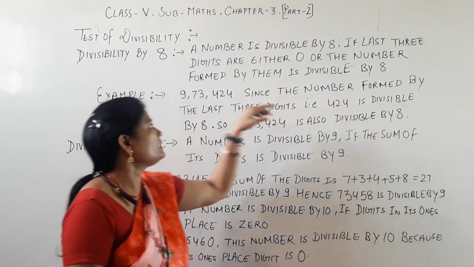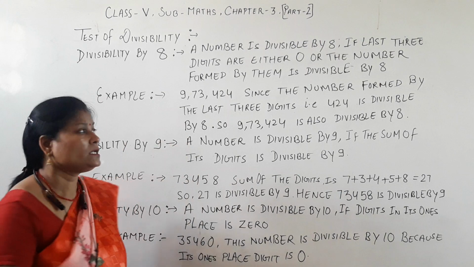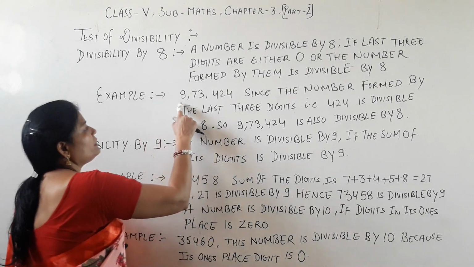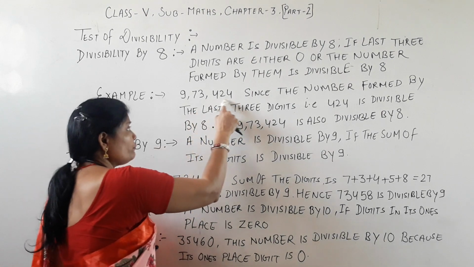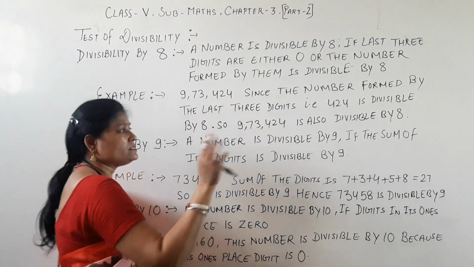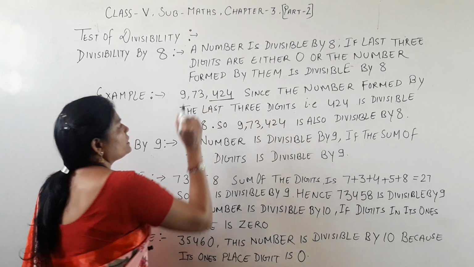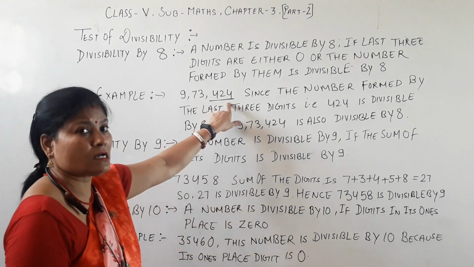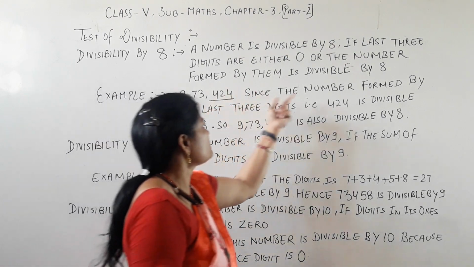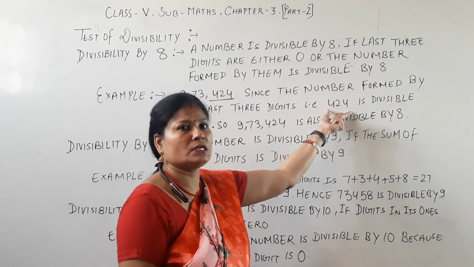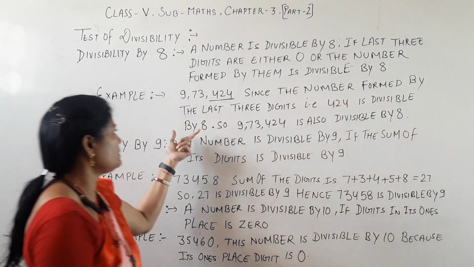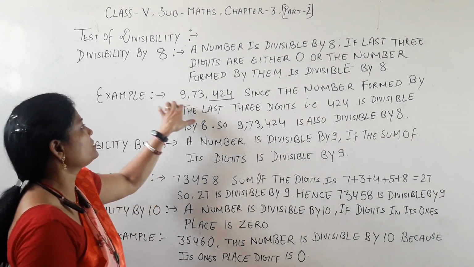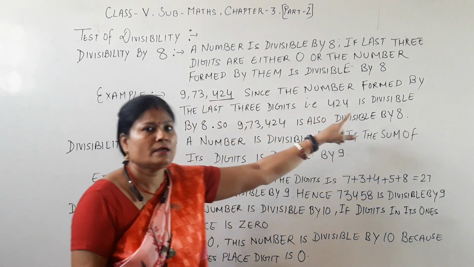So we can say that this number is divisible by 8. Let's check. Take one example: 9,73,424. The last 3 digits, see children, are 424. These are the last 3 digits. 424 we can check by dividing. So 424 is divisible by 8. So we can say that this whole number is divisible by 8.